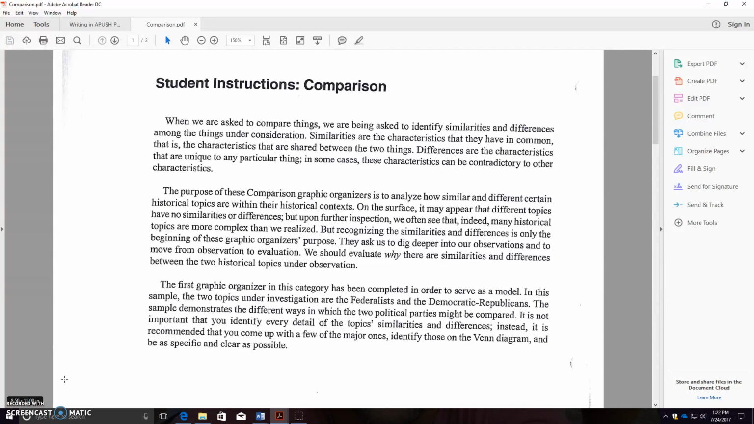The purpose of these comparison graphic organizers is to analyze how similar and different certain historical topics are within their historical contexts. On the surface, it may appear that the different topics have no similarities or differences, but upon further inspection, we often see that indeed many historical topics are more complex than we realize. But recognizing the similarities and differences is only the beginning of these graphic organizers' purpose. They ask us to dig deeper into our observations and to move from observation to evaluation. We should evaluate why there are similarities and differences between the two historical topics under observation.